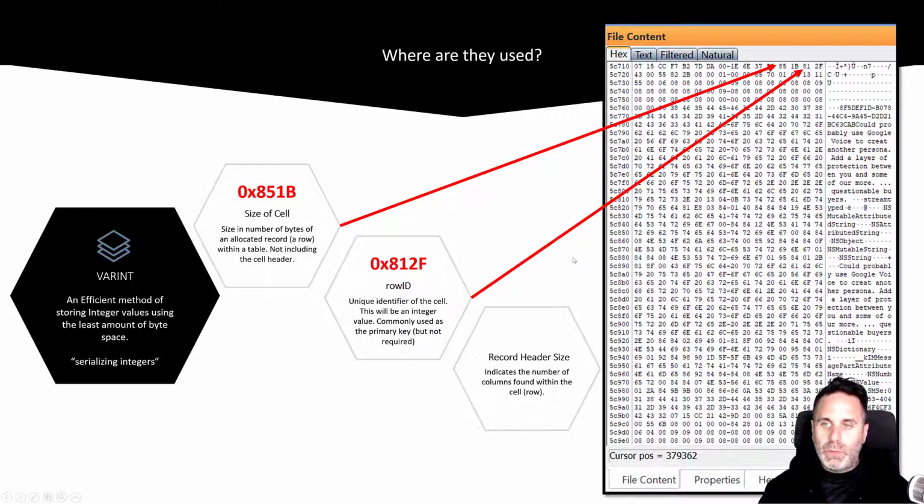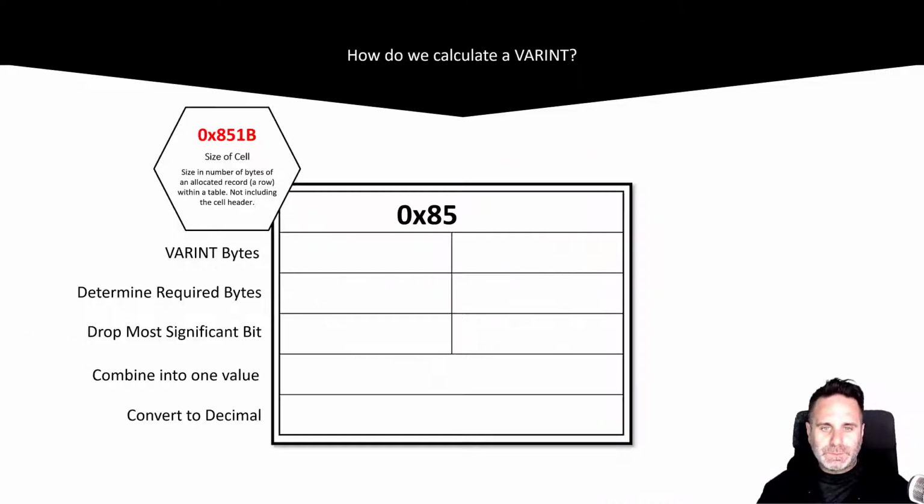And then lastly, the one we're going to talk about is the record header size. So what this indicates to you as a user is the size of the record header. And from the record header, you're going to determine the columns within your table. Now, we're not going to take a deep dive into that. We'll save that for a proper training. These are a little bit of a spoiler on the outcome, but we'll show how we determine these values in the next few slides. How do we calculate a VARINT?